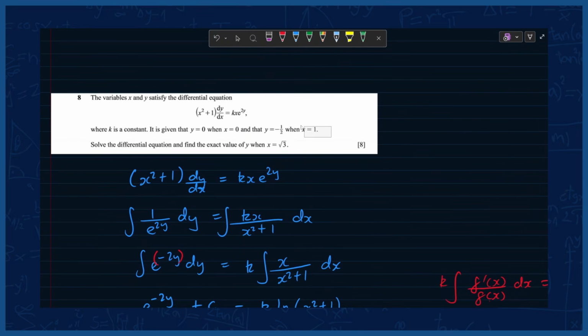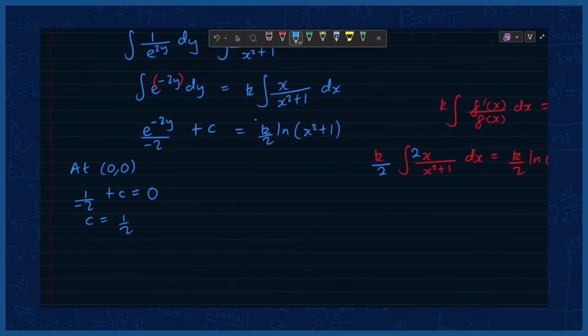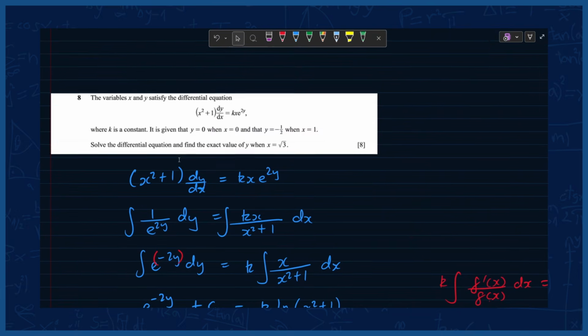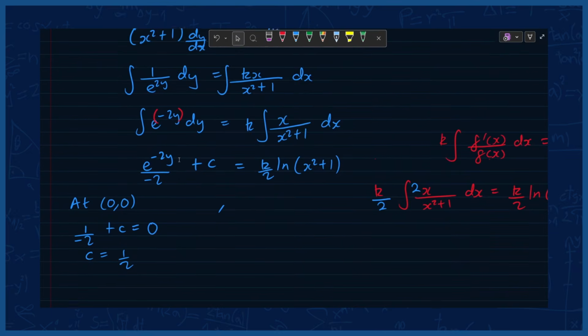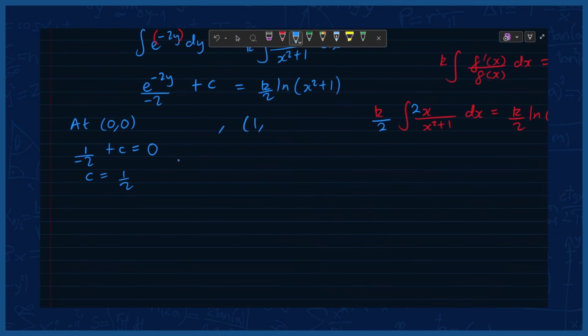Now I can use the other set of coordinates to find k. So what are the coordinates? y is negative a half and x is 1. So this becomes e to the negative 2y, where y is negative a half, and this is being divided by negative 2 plus c, which is a half, is equal to k, which is what we're looking for, over 2 ln of x squared plus 1. What is our x? Our x is 1, so 1 squared plus 1.